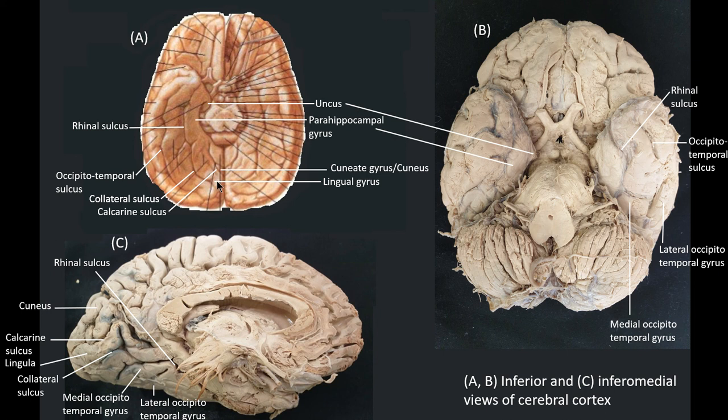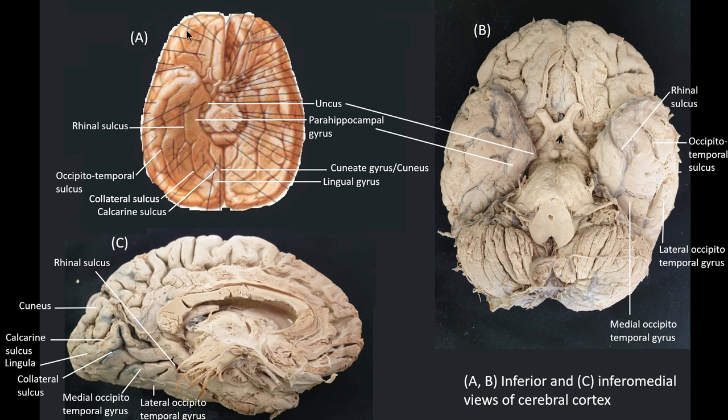If this is the lingual gyrus, then we can see a little bit of an extension of the cuneus continuing from the medial side coming onto the inferior surface. This is the cuneate gyrus, and these two are separated from each other. The cuneus is separated from the lingula by this extension of the calcarine sulcus, which is obviously going to be more prominent on the medial view, but a little bit of it extends down onto the inferior surface as well.